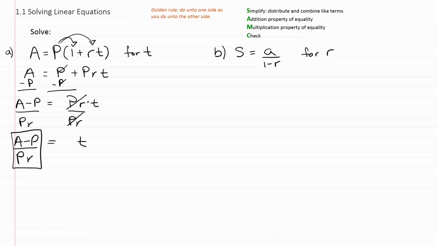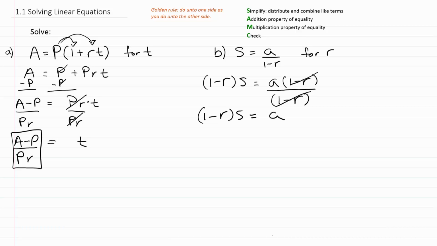The next one here is example B, and they're asking us to solve S equals A over 1 minus R for R. So let's first try to clear the fraction from the equation. What we're going to do then is multiply both sides of the equation by the common denominator, 1 minus R. So if I multiply S by 1 minus R, I'll have 1 minus R times S on the left, and then I'll have on the other side A times 1 minus R all over 1 minus R. The reason why that's helpful is because then the 1 minus R on the right-hand side will cancel with the 1 minus R, and we'll end up just having 1 minus R times S is equal to A.